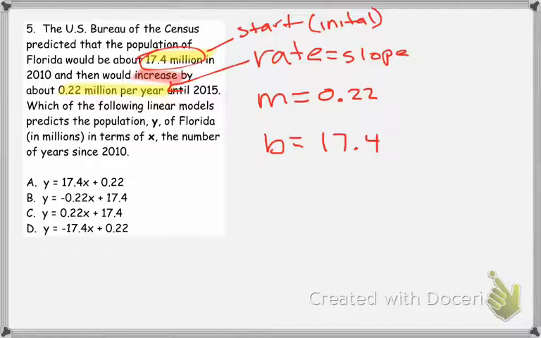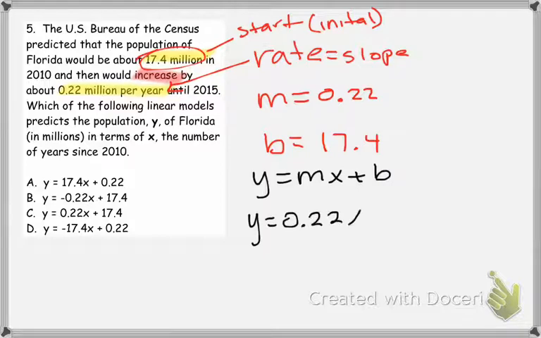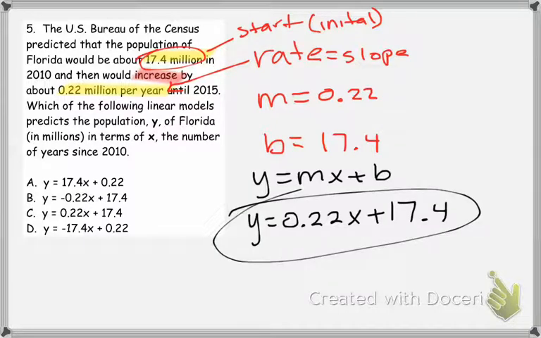Okay, so let's go ahead and write our equation. We got y equals mx plus b. We can replace our m with this 0.22, so 0.22x plus our b, which is our starting number, 17.4 million. And that's our answer. And which one is this? So I know it's not A or D. You see here, they try to trigger you with that negative. C is going to be our answer.